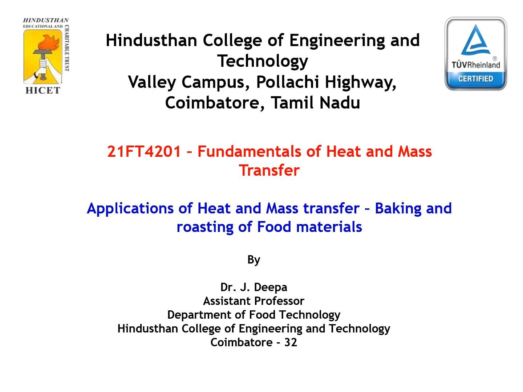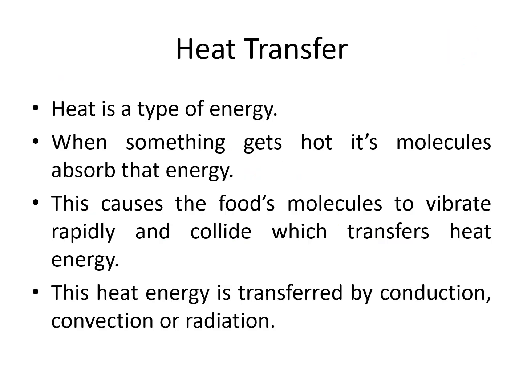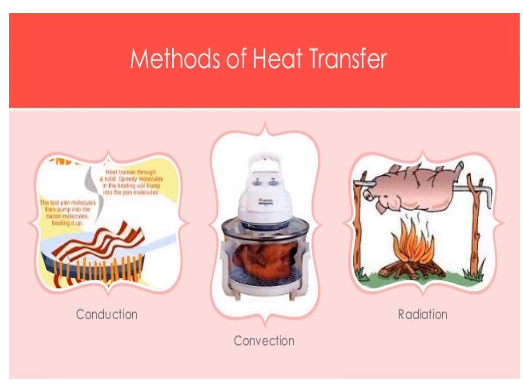This video is related to the applications of heat and mass transfer. So we are going to see about the baking and roasting of food materials. So, heat transfer first. Heat is a type of energy. When something gets hot, its molecules absorb that energy. This causes the food molecules to vibrate rapidly and collide, which transfers heat energy. This heat energy is transferred by conduction, convection, or radiation.